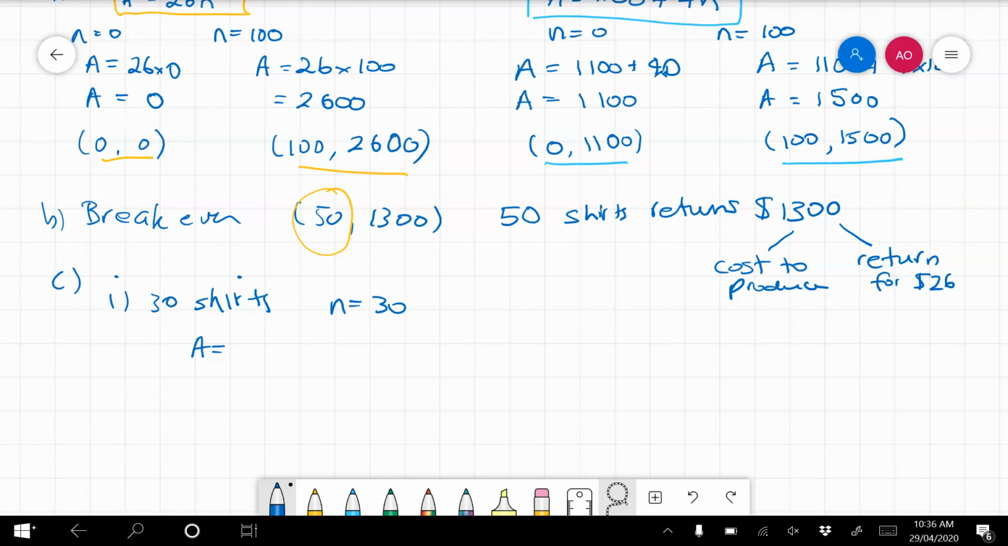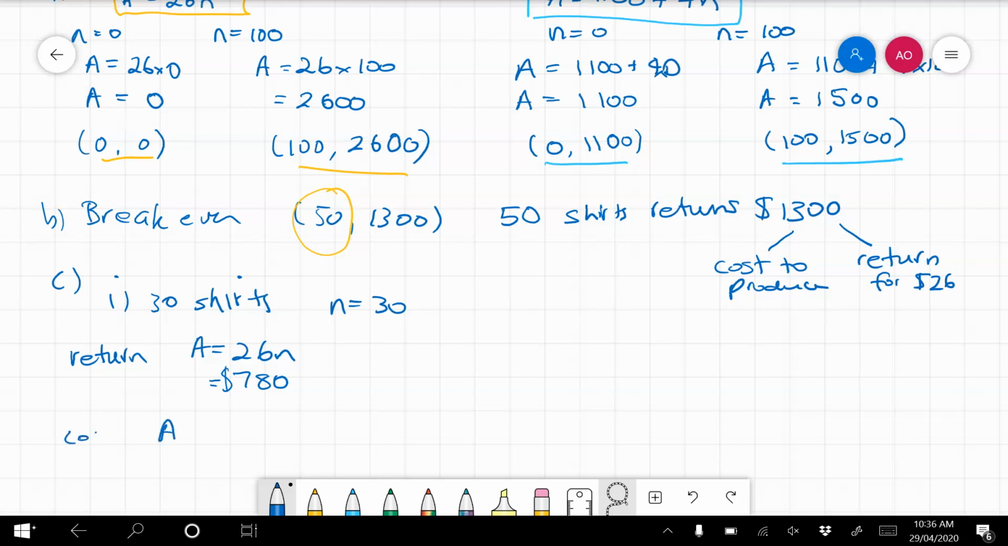So this is the A equals 26N is the first one. And that's what I will get as a return, okay? And if I put 30 in there, I'll go 26 times 30. Let me have a look. Here's my calculator. Probably you've done it faster in your head. I haven't done this one beforehand. 26 times 30 will give me 780. So that's how much money I will get back from selling 30 shirts.